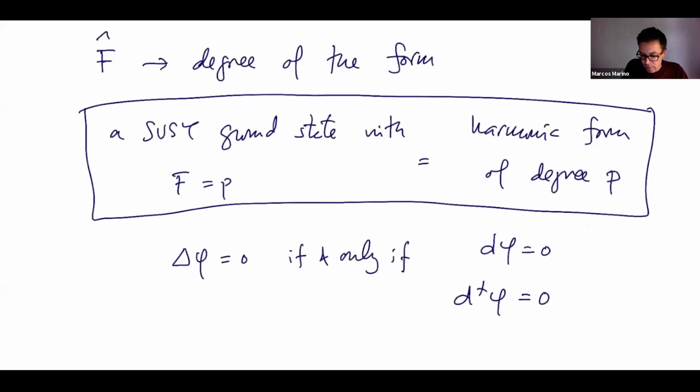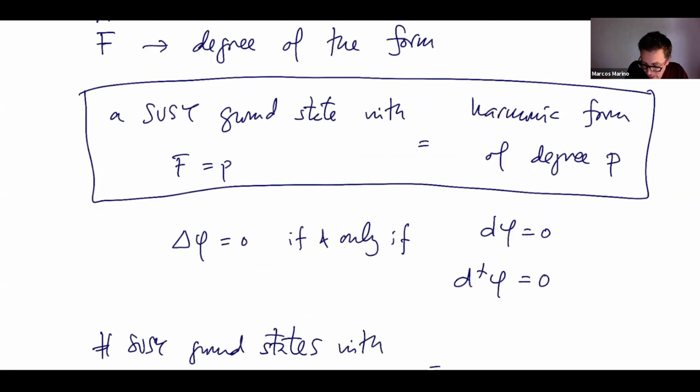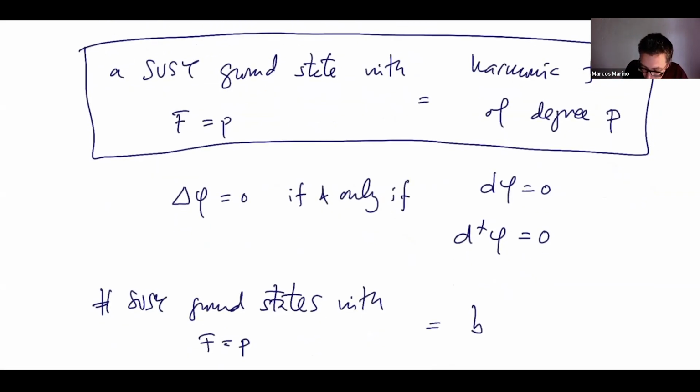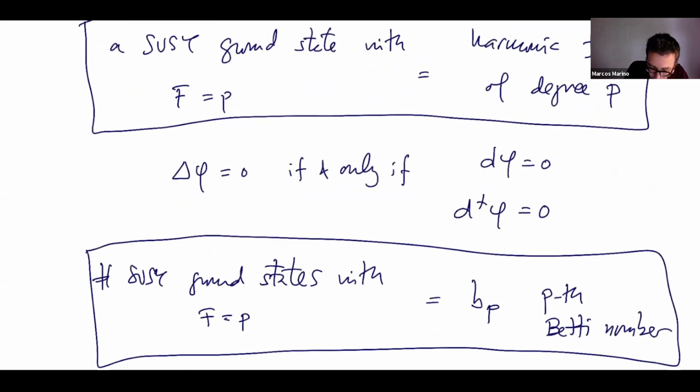So the two statements are completely equivalent in this setting. And now, what we want to do very often is to count the number of supersymmetric ground states. The number of SUSY ground states with fermion number equal to P is the number of harmonic forms of degree P. The number of harmonic forms of degree P is a basic topological invariant of the manifold, which is called the Betti number. You see, this is the way in which topology starts appearing.